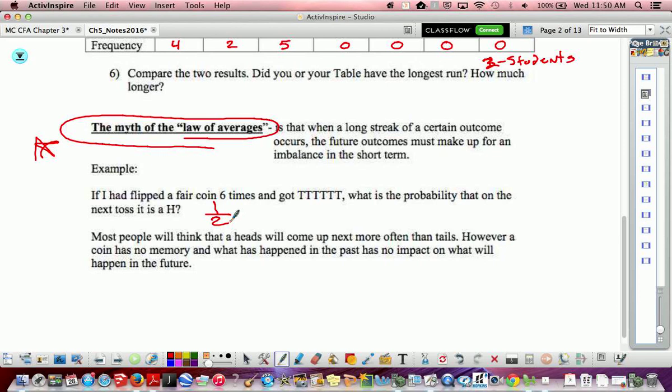But what has happened in the past doesn't impact what's going to happen in the future. Coin tosses from one toss to the other are independent. The probability doesn't change, and we're going to talk about that definition. So that's what we're talking about here. It has no memory.